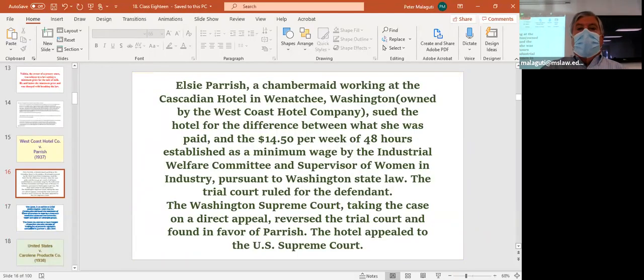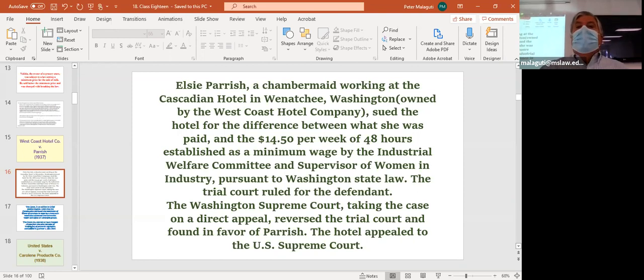Poor Mrs. Elsie Parrish is what was then called a chambermaid. I guess we just call them room service attendants or something today. We don't tend to call them chambermaids, like they're not stewardesses or stewards on airlines anymore. What are they? Flight attendants. They're now called that. In any event, Elsie Parrish is a chambermaid working in this Cascadian hotel, which is owned by the West Coast Hotel Company.